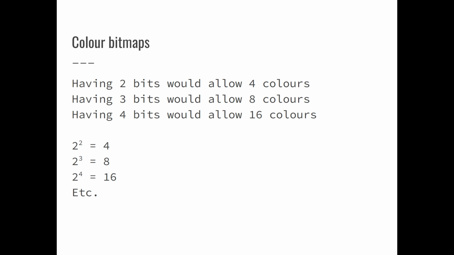You may recognise a pattern there. The number 2 to the power of the number of bits is how many colours you can represent. So if you've got 2 bits, you've got 4 colours. If you've got 3 bits, you've got 8. If you've got 4, you've got 16. And you'll recognise these numbers as well, 4, 8, 16. These are the binary values, 1, 2, 4, 8, 16, 32, 64, and so on.